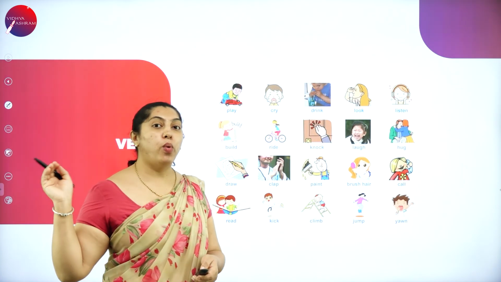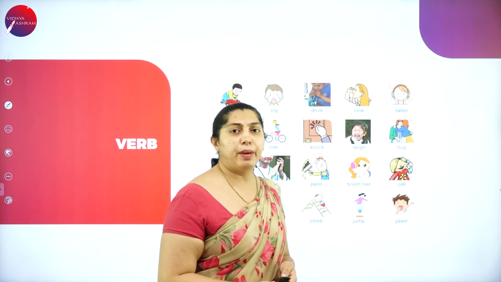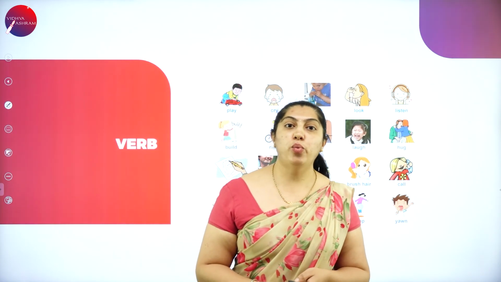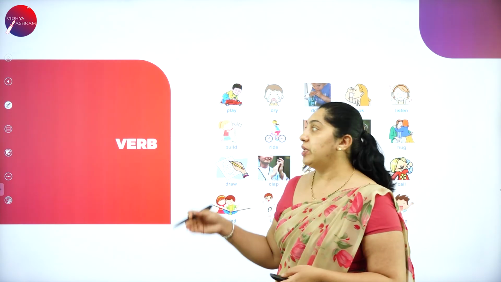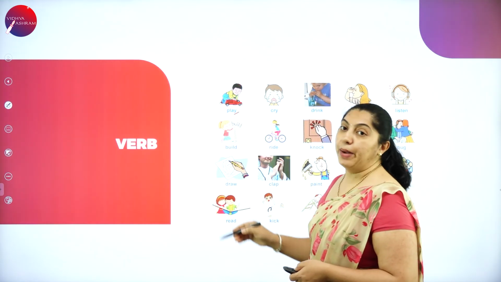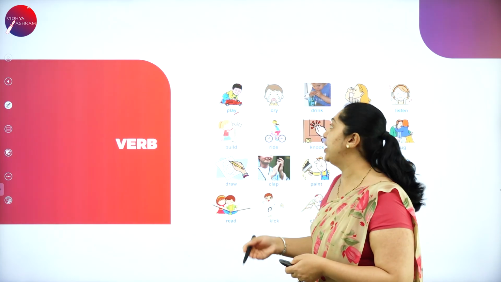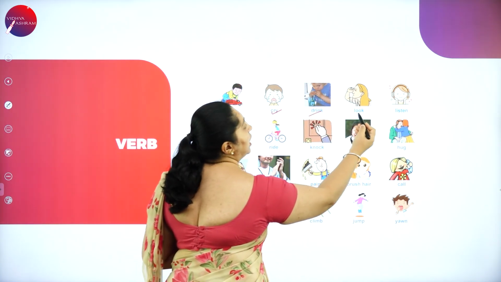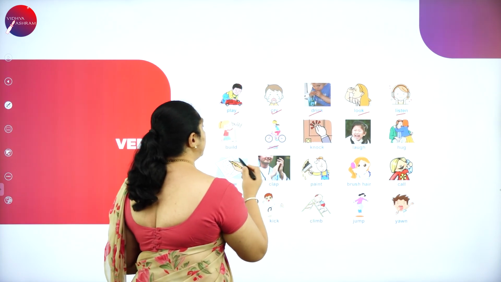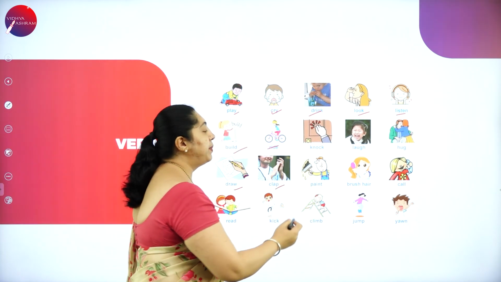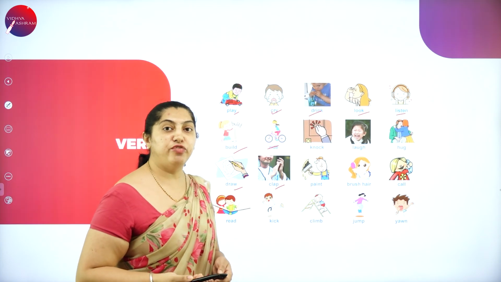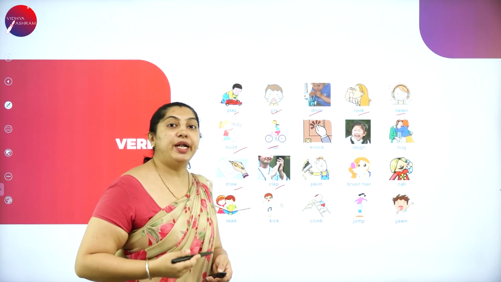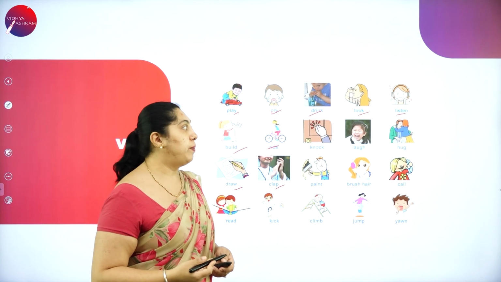And the next one is verb. When I say verb, what do you mean by verb? Verb is an action word. When an action is done, it is a verb. In the picture you can see a boy is playing. Playing is the action done. The boy is crying or the girl is crying. The baby is crying. So drink, look, listen, ride, build, draw, clap. All these are action verbs or action words. This is all about verbs.